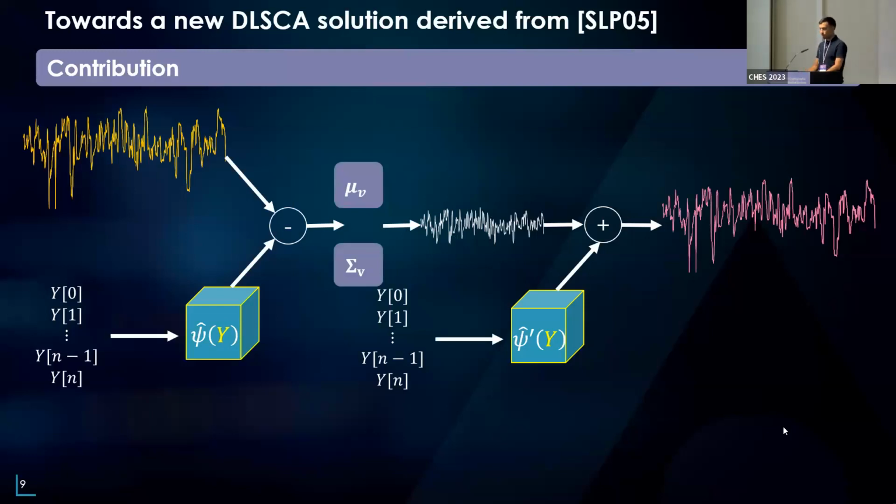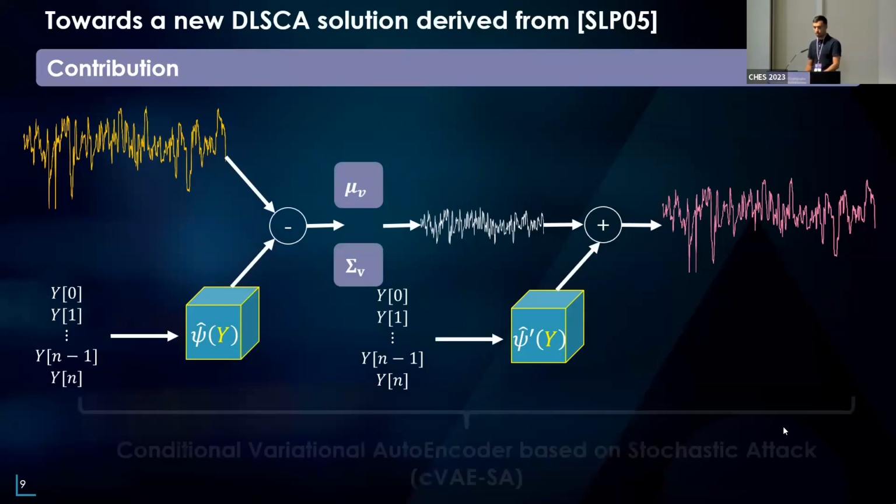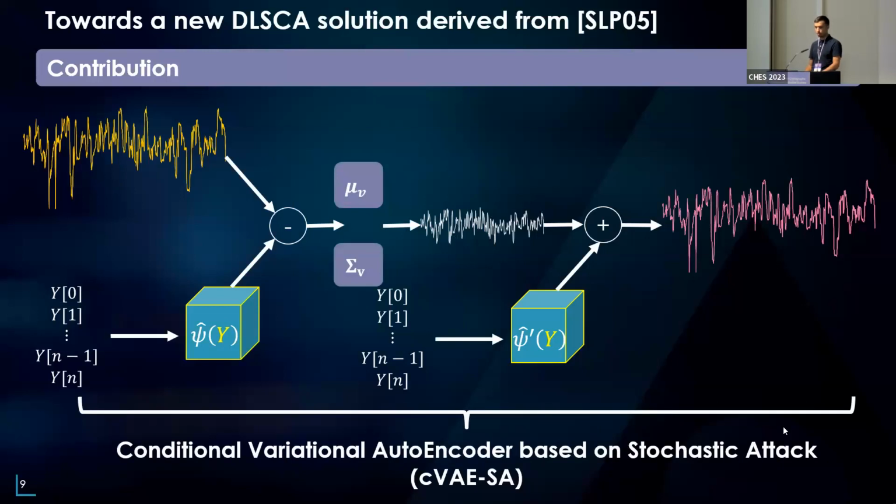And an interesting point here is that this kind of neural network is exactly what we call in the machine learning community a conditional variational autoencoder. So here we derive a new kind of conditional variational autoencoder based on stochastic attack in order to obtain a neural network in side-channel that we can clearly explain in a side-channel context.